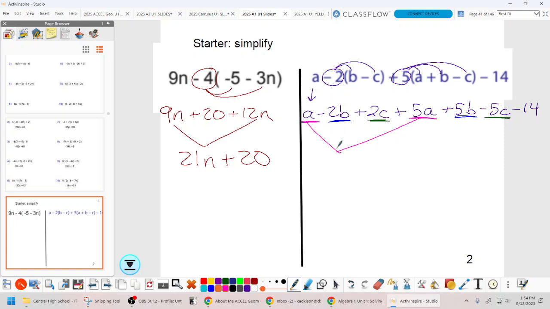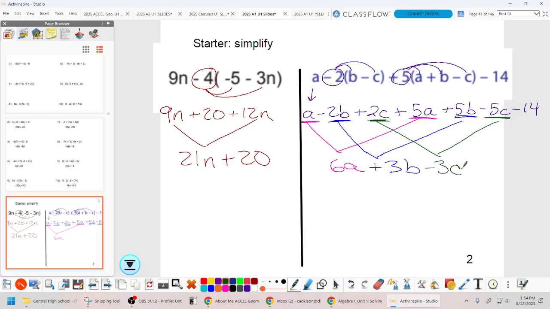What is A plus 5A? 6A. Okay. And then let's do B. Negative 2B plus 5B is 3B. Remember this 2B is negative, so negative 2 plus 5 is 3. And now we have the C terms. 2C plus negative 5C is negative 3C. And then the lonely little 14 at the end who has no friends.